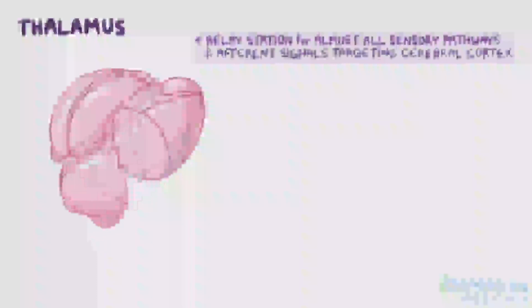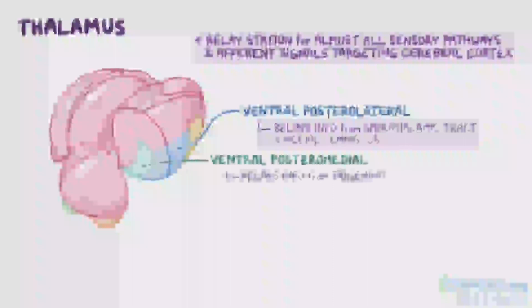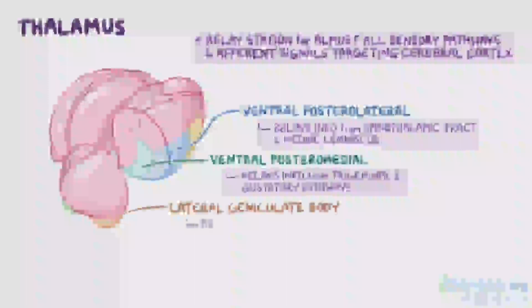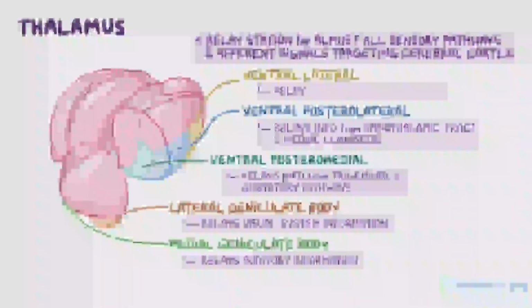Major nuclei of the thalamus are ventral posterolateral, or VPL, which relays information from the spinothalamic tract and medial lemniscus; ventral posteromedial, or VPM, which relays information from trigeminal and gustatory pathways; lateral geniculate body, which relays visual system information; medial geniculate body, which relays auditory information; and the ventral lateral nucleus, which relays information from motor systems.